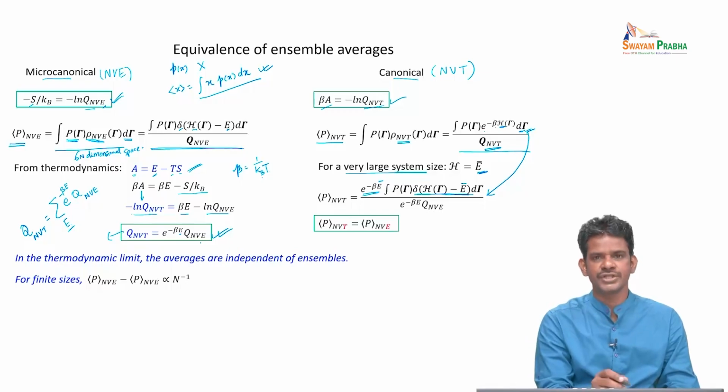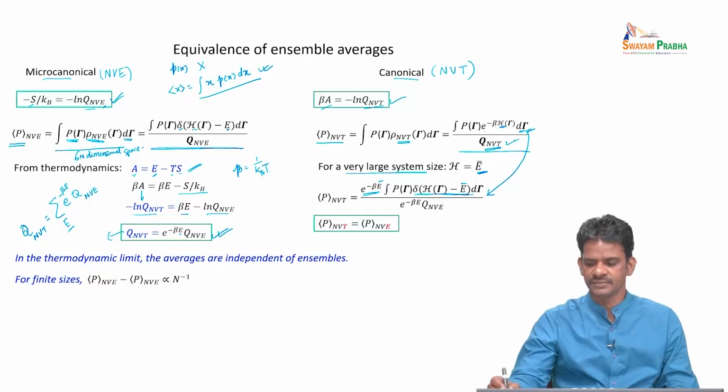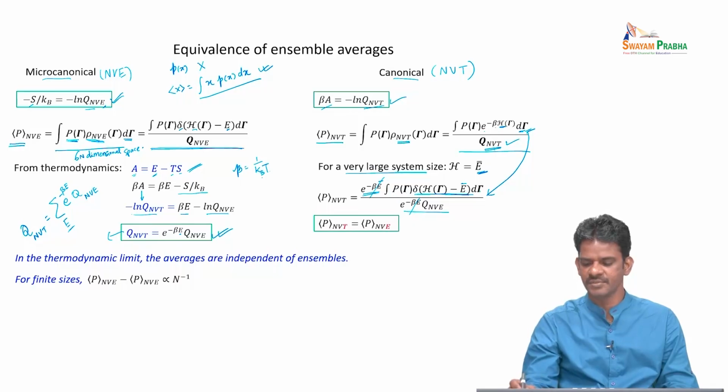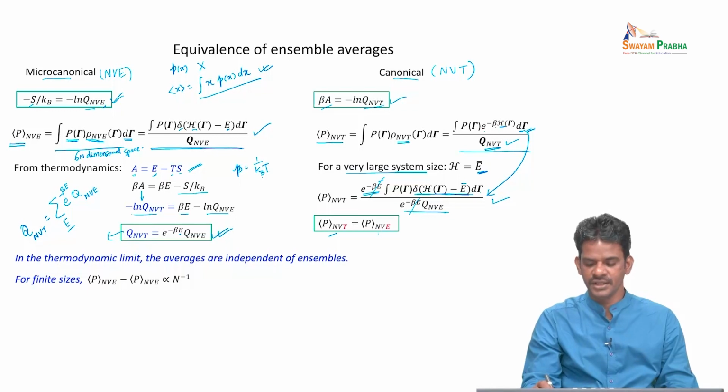So, now we take this relationship between the partition function of the NVT ensemble and the partition function of the microcanonical ensemble and substitute it here, and you see that these two terms cancel, and then you are left with the remaining term, which is the integral of P times delta times d gamma by q NVE, and this expression and this expression are essentially the same, meaning we are able to show the average pressure measured in the canonical ensemble and the average pressure measured in the microcanonical ensemble are the same.